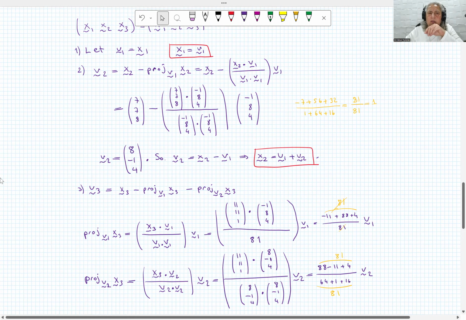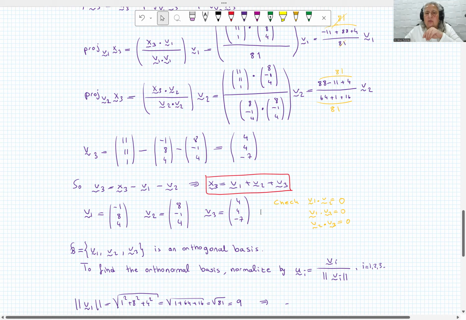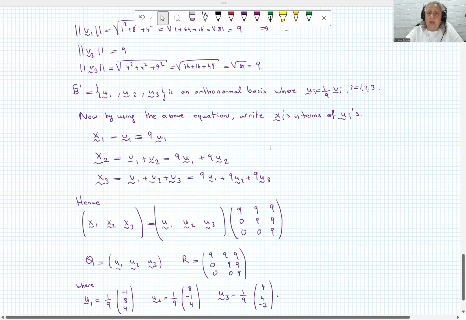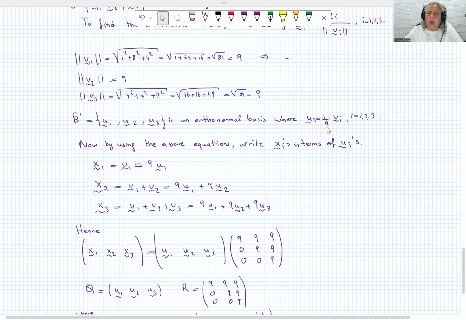So x1 is equal to v1, x2 is equal to v1 plus v2, and x3 is equal to v1 plus v2 plus v3. I'm collecting those equations. And I know that each of the Ui is 1 over 9 Vi. So the Vi is 9 Ui. So this is what I am doing here. V1 is 9U1, V2 is 9U2. It's coming from here, like backwards. V1 will be 9U1, V3 is 9U3.